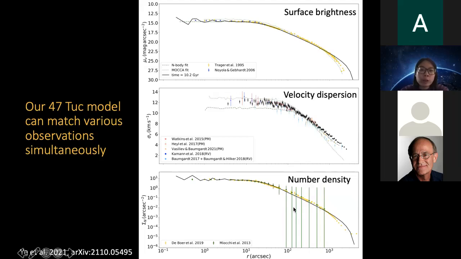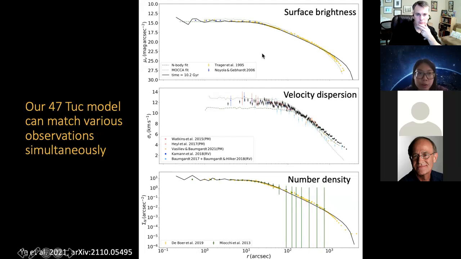And here shows our best fit 47 Tuc model simulated with CMC. This figure shows the comparisons between the model properties and the observed 47 Tuc properties. The top panel is the surface brightness profiles. The yellow and blue dots are the observations, and the black curve is our best fit model. And the green dashed and dotted lines show the fits from the two previous studies.